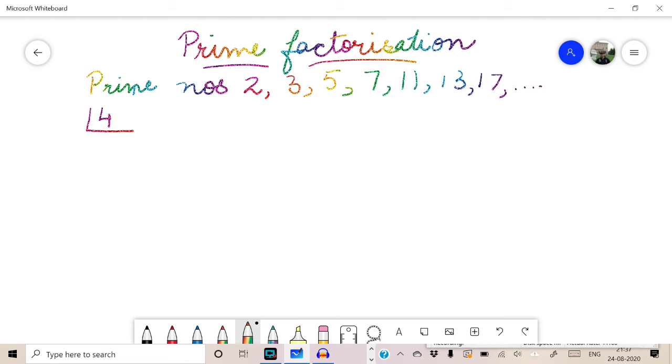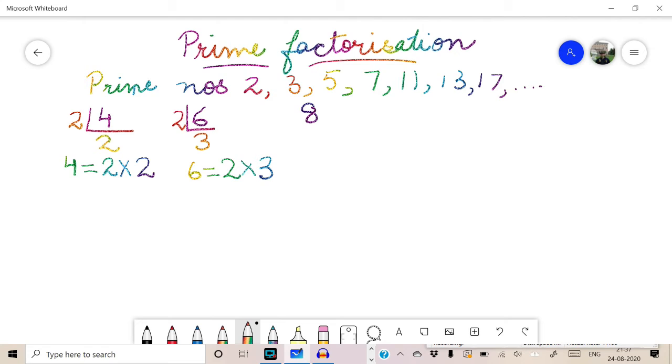We will pick up a prime number with which 4 is divisible. So the prime number is 2. 2 2s are 4. So 4 is equal to 2 multiplied by 2. The next composite number is 6. 2 3s are 6. Now 6 is equal to 2 multiplied by 3. Okay. The next composite number is 8.